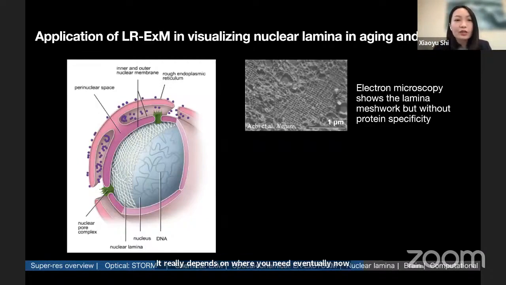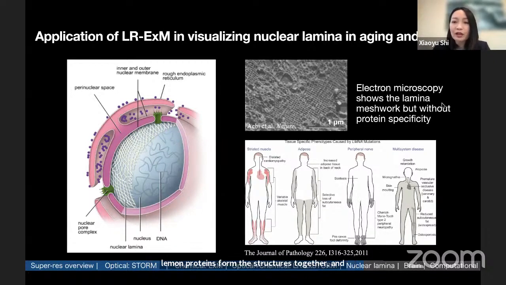Now let's move to the application of the LR expansion microscopy. The first demonstration is in the cell, in the organelle called the nuclear lamina, which is a meshwork underneath the nuclear membrane. The meshwork was revealed by electron microscopy decades ago. However, electron microscopy cannot tell us the specificity of which lamin proteins or which lamin fibers are forming this meshwork, and how different lamin proteins form the structures together.